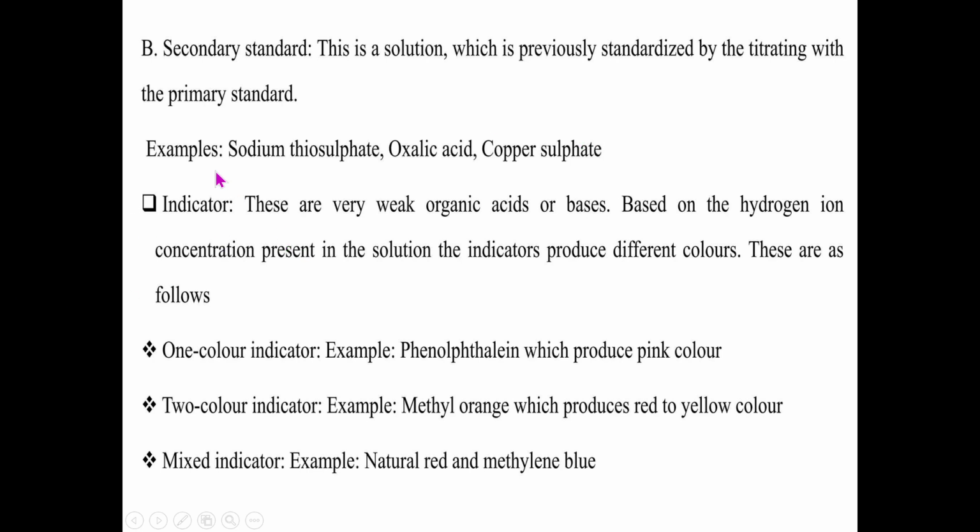Now we are moving towards the next definition, that is indicator. What is the meaning of the word indicator? These are very weak organic acids or bases which, based upon the hydrogen ion concentration present in the solution, produce different colors. The indicators are subdivided into one color indicator, two color indicator, and mixed indicator. One color indicator is phenolphthalein, which produces pink color. Two color indicator is methyl orange, which produces red to yellow color. And mixed indicator is neutral red or methylene blue.